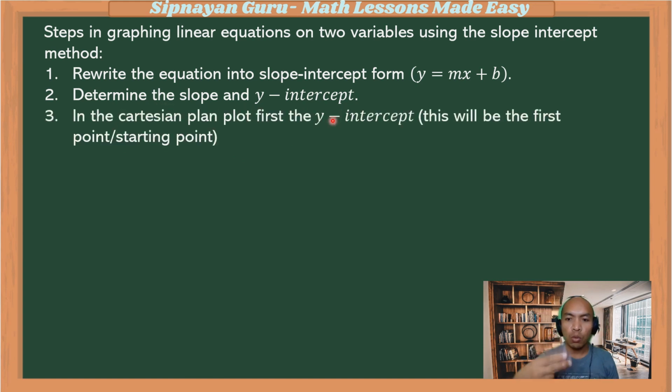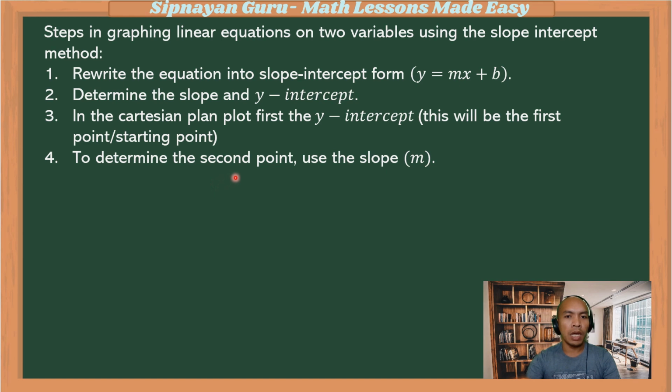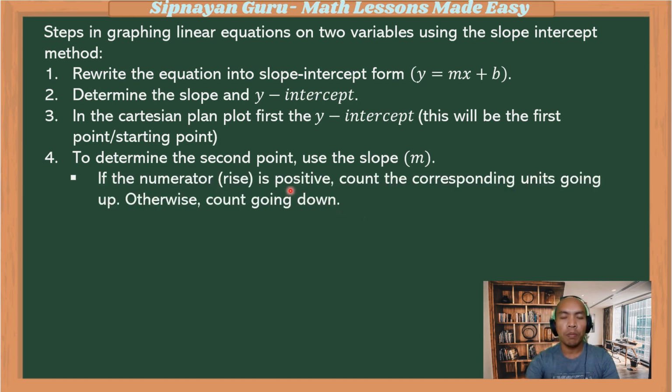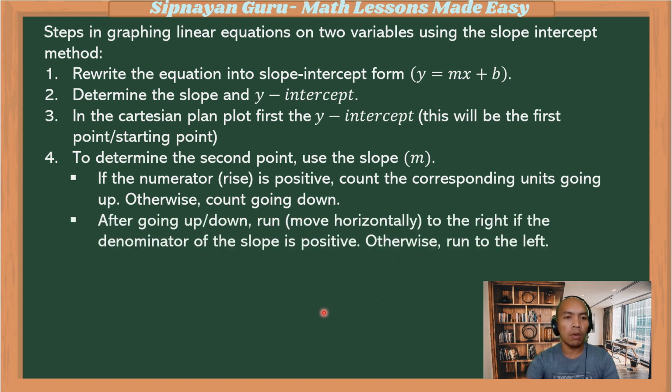We need only 2 points to determine a line. So the y-intercept, which is (0, b), will be one of those points. Then how are we going to get the second point? We will make use of the slope. If the numerator of the slope is positive, then from the y-intercept, we will count the number of units going up. If it is negative, we will count the number of units going down.